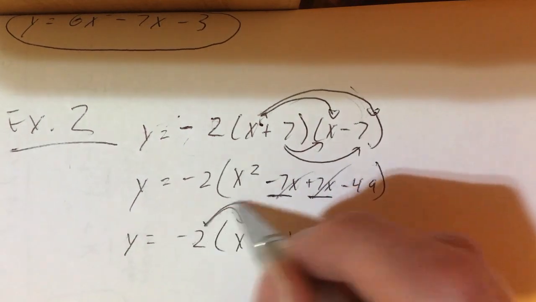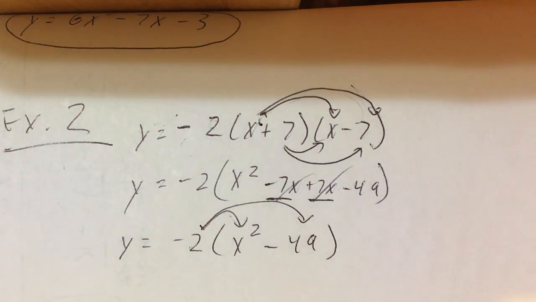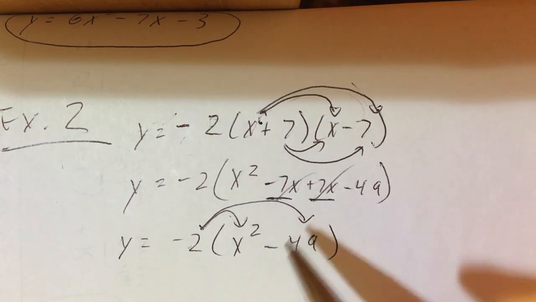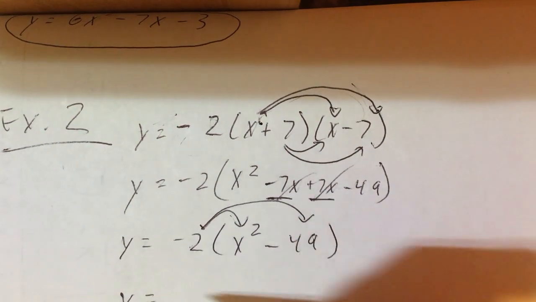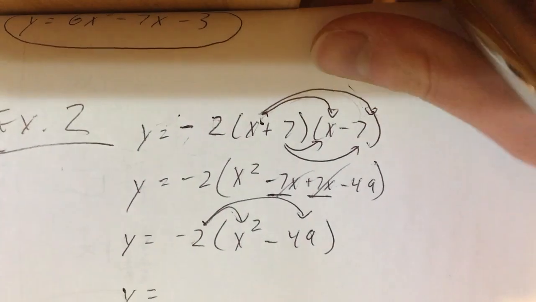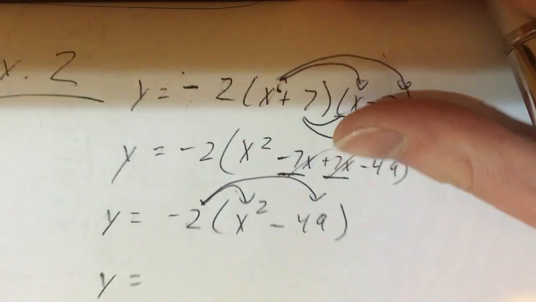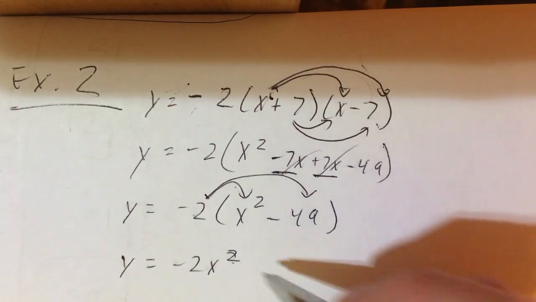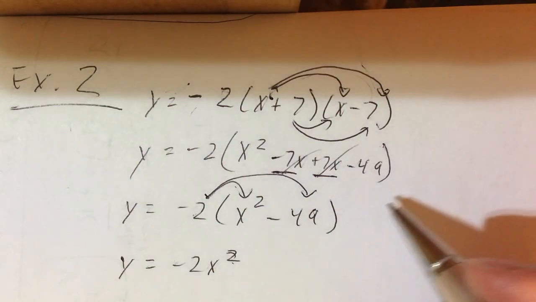Distribute in this negative 2. So really, you're distributing 2 times in a sense. You're distributing up here and then combining like terms, then distributing again. All right? So for our final equation here, we're going to distribute that negative 2 in. Negative 2 times x squared is just negative 2x squared. And then negative 2 times negative 49.